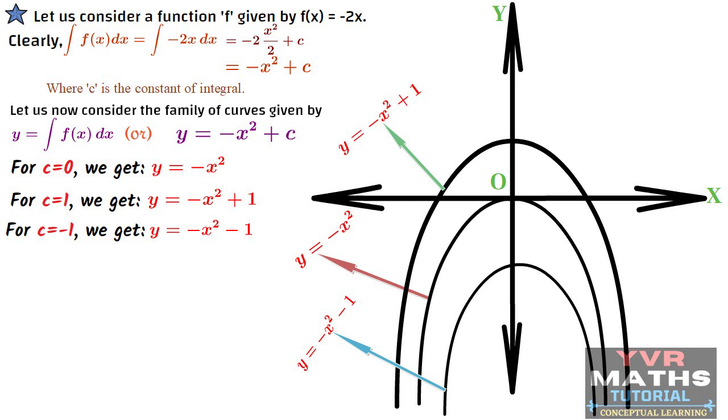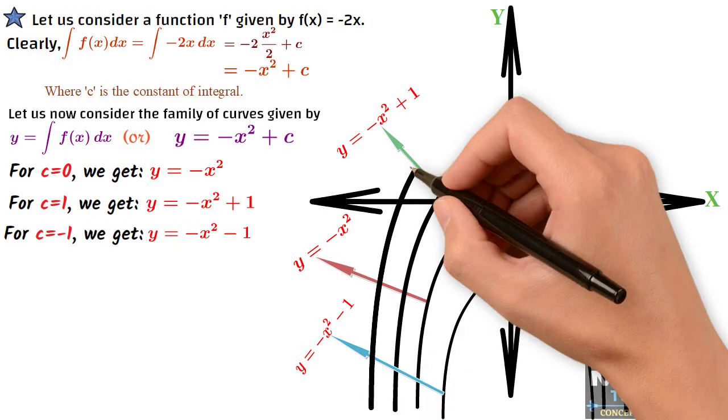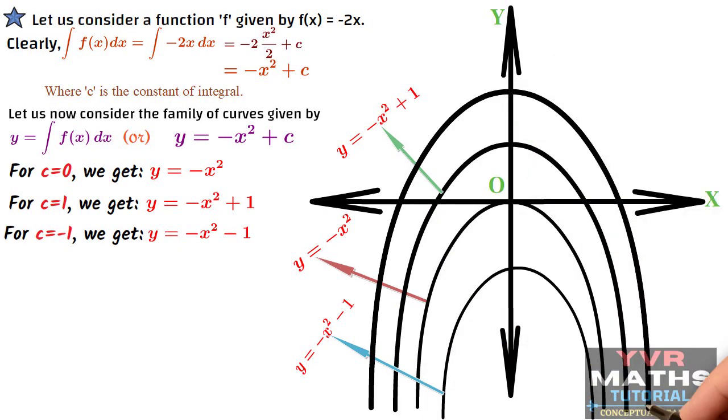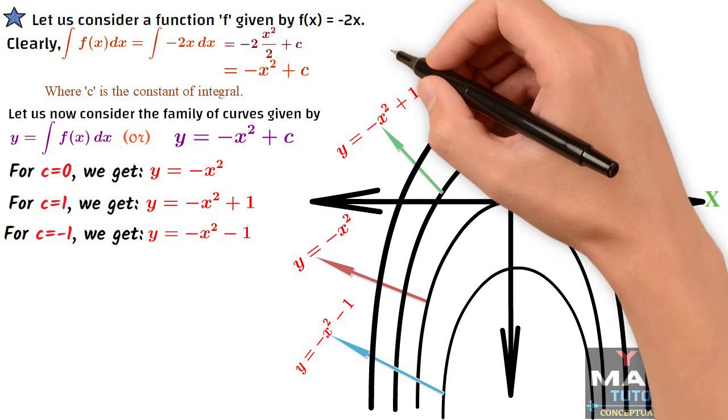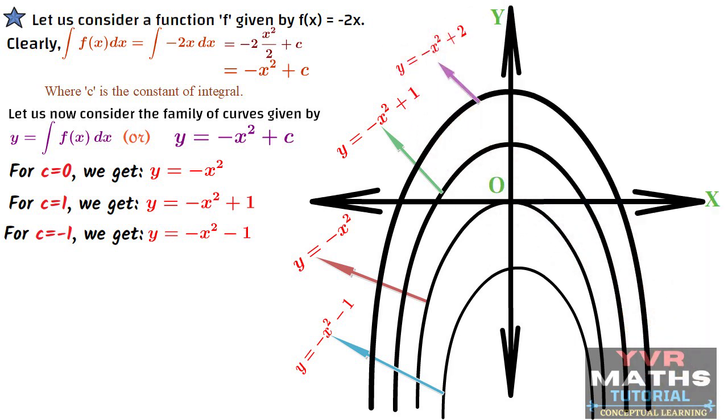So, observe the diagram. I will take one more c value. If I take c is equal to 2, then what is the curve? The curve is y is equal to minus x square plus 2. Observe the diagram. y is equal to minus x square plus 2 is obtained by shifting the parabola y is equal to minus x square 2 units in the positive direction of y-axis. So the graph will be like this, which is the graph of y is equal to minus x square plus 2 curve.